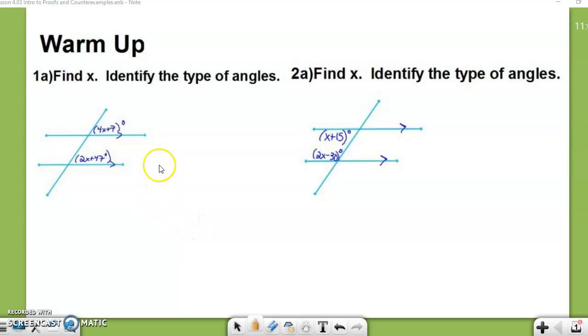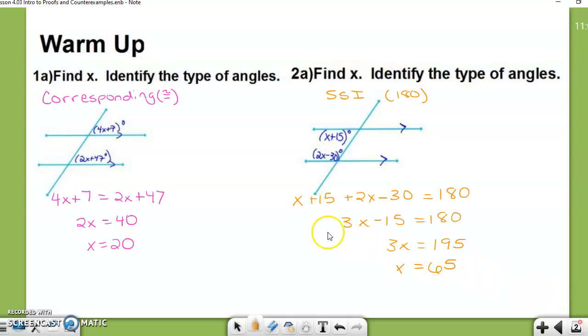So first you have your little warm-up, and this is from our previous lesson. I want you to identify the type of relationship between your angles. I'm telling you that these lines are parallel with my notation. Find x based on the type of angles and their relationship. Pause the video, set up your equations and solve. Come back and check your answers.